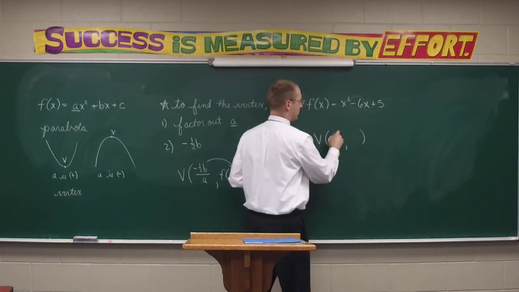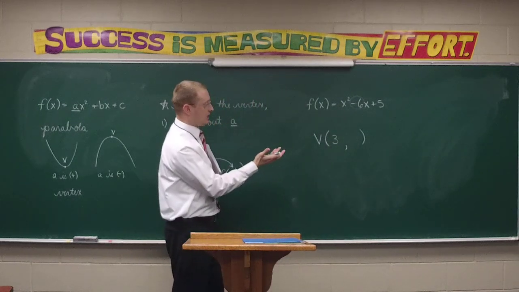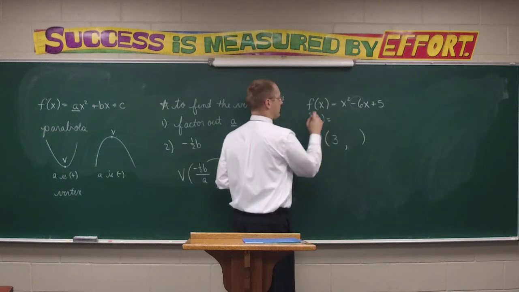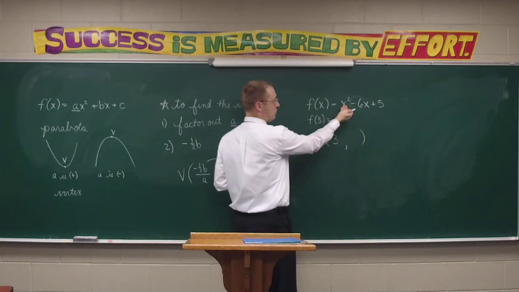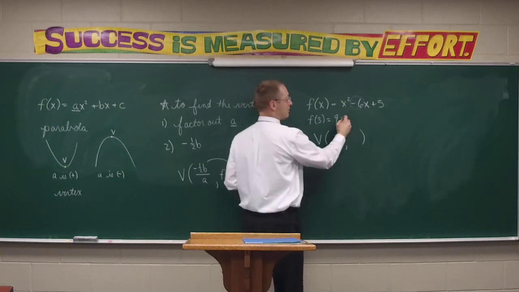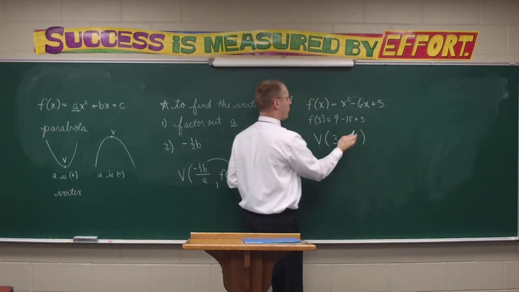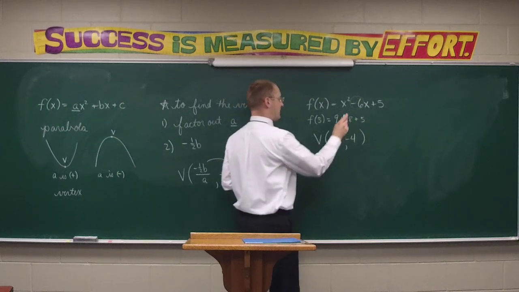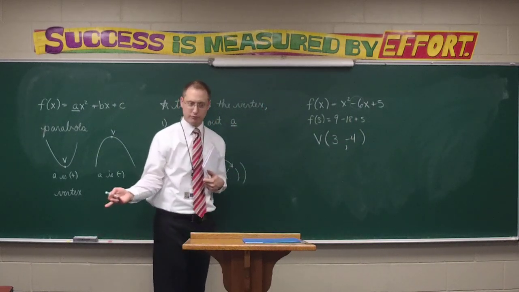What is negative half of negative 6, class? Positive 3. And then if I wanted to complete the vertex, I would take f of 3. When we take f of 3, that means we square the 3, class. 3 times negative 6, plus 5. And what is the f of x value for the vertex? That's my vertex. Easy enough.